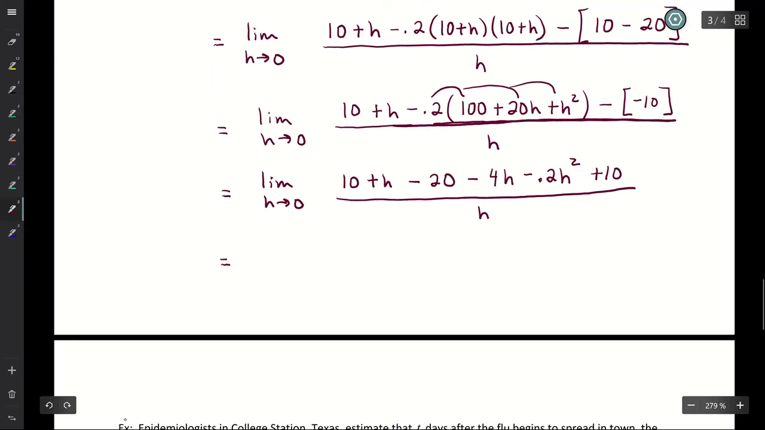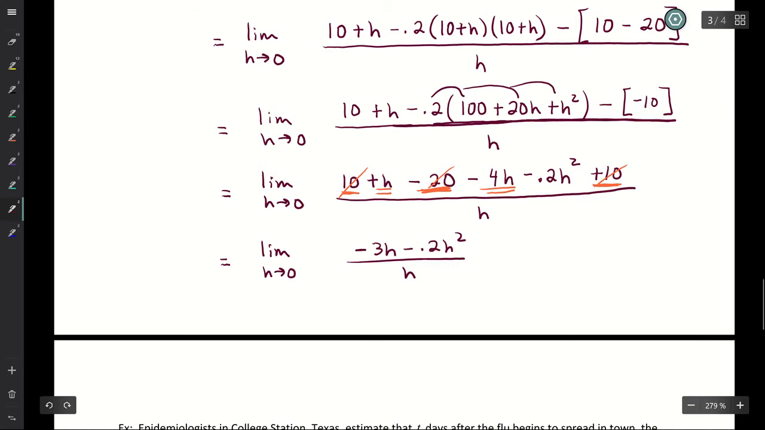All right, from here, let's see if we can combine some like terms. So we've got a 10 and a minus 20 and a plus 10. If we add the 10s first, 10 plus 10 is 20, and then minus 20, those are all going to cancel out to 0. Then from here, we have like terms, an h and a negative 4h. If we combine those, that'll actually be negative 3h, and then a negative 0.2h squared, all over h.